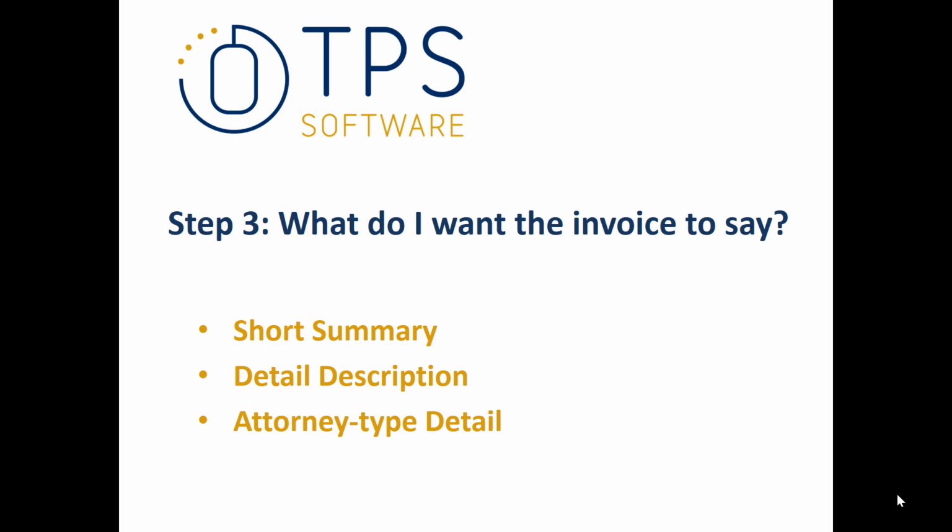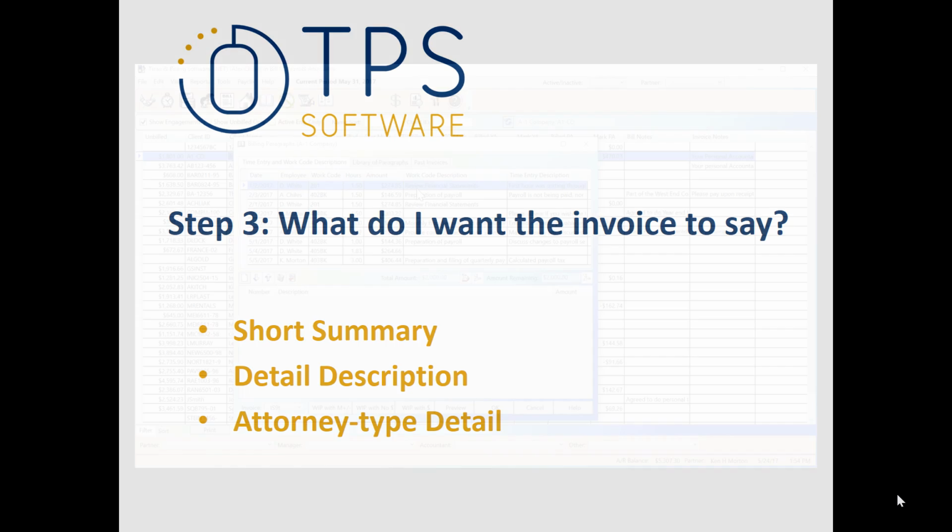Now we are at step 3. What do I want the invoice to say? Every firm is different in what they present to the client. Some firms provide a short summary, like professional services rendered or accounting services for the month of, and some are a bit more detailed with several paragraphs describing the work performed, while yet others may provide an attorney-type bill with an itemized line for each line of WIP billed. TPS can do any of these. So let's look at the two extremes, the short summary invoice and the longer detail attorney-type invoice.